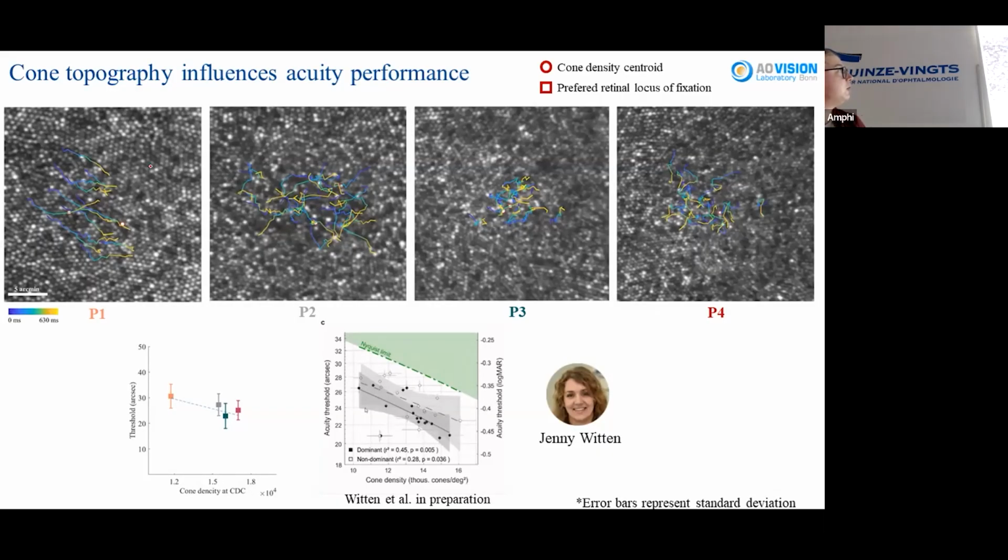We compared cone topography to the threshold, the visual acuity performance, and again we see that participants with the lowest cone density on average performed worse compared to people with higher cone density. It has been shown by a PhD student in our lab, Ginny Witten, that yes, there is a correlation between cone density and acuity threshold. The higher the cone density, the lower the threshold. This work is in preparation, so stay tuned.